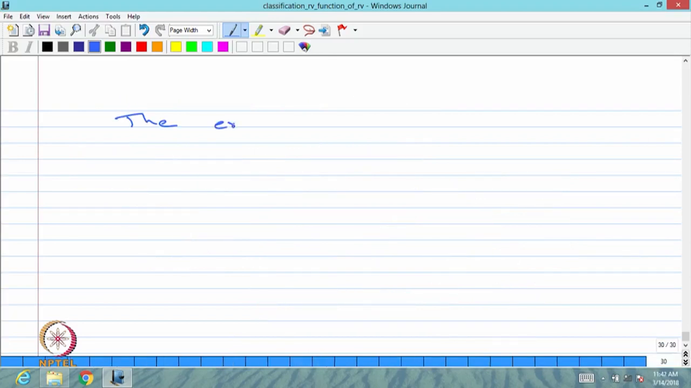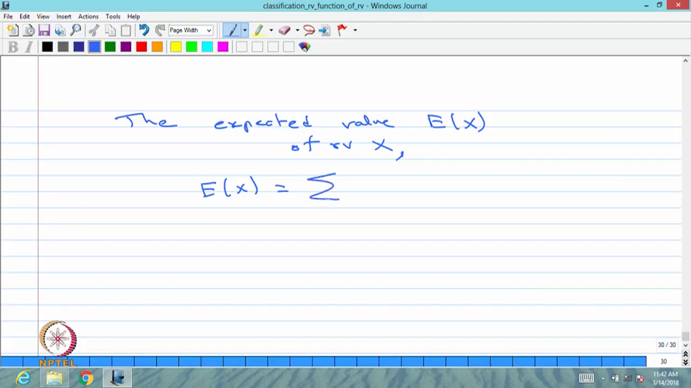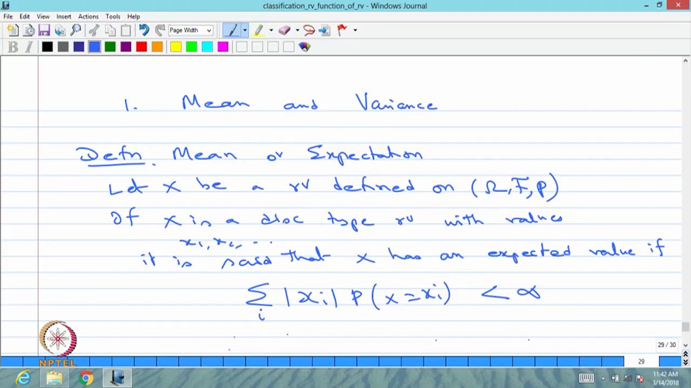In such a case, the expected value of the random variable X, denoted by E of X, is defined as E of X equals the summation over i of x_i times the probability of X equal to x_i. What we are saying is, whenever you have a random variable defined on the probability space (Omega, F, P), if it is a discrete type random variable whose values are x1, x2 and so on, it is said that X has the expected value if the summation over i of the absolute value of x_i multiplied by the probability of X equal to x_i has a finite value.